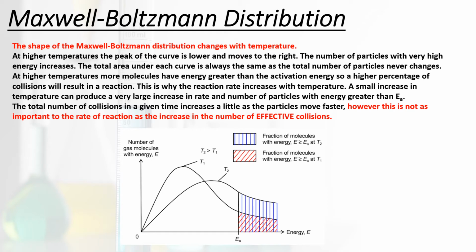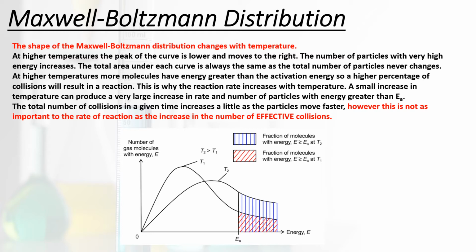Now, the shape of this curve, the shape of the Maxwell-Boltzmann distribution, changes with temperature. We can imagine that that makes sense, because as we change the temperature, we're going to be changing the distribution of speeds, and hence the distribution of energies within that sample.